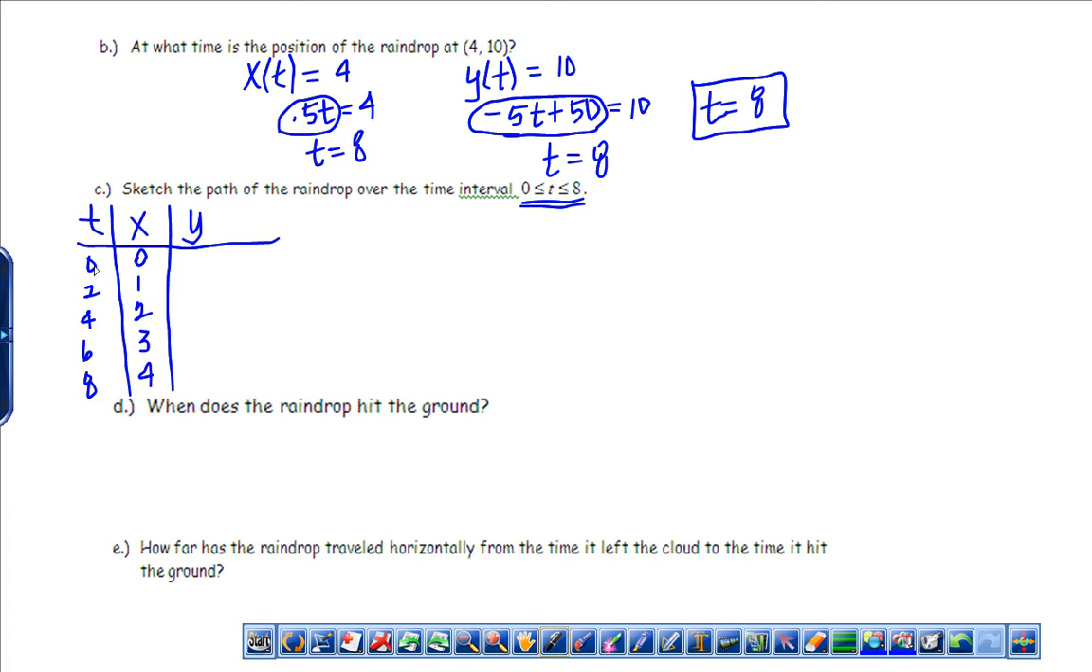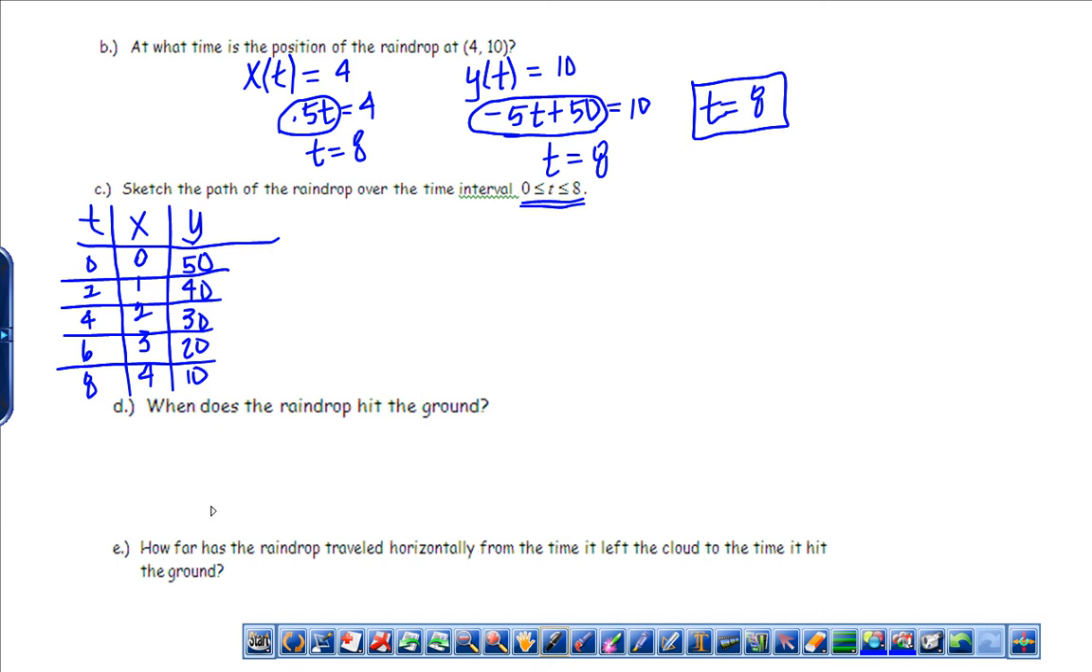Same thing into my y value. So I'm going to plug in a 0 to my y equation. So 0 times negative 5, plus 50 gives me a 50. 2 times negative 5 plus 50 gives me a 40. 4 times negative 5 plus 50 gives me 30. 6 times negative 5 plus 50 gives me a 20. And my last one, 8 times negative 5 plus 50 gives me a 10.